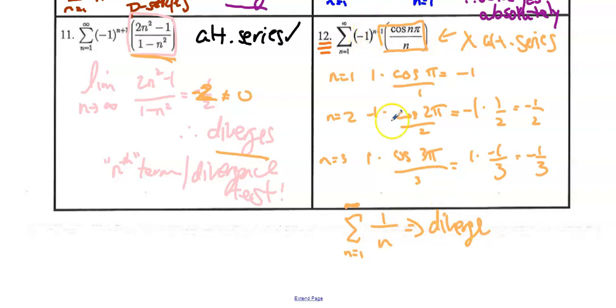So we can now say that this series is going to also diverge, right? This is going to diverge. So the series is going to diverge. And we can say it's going to diverge by direct comparison test.